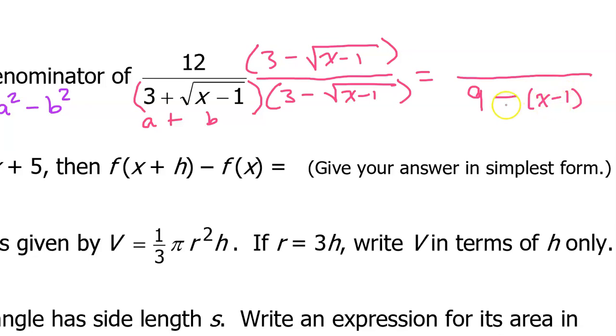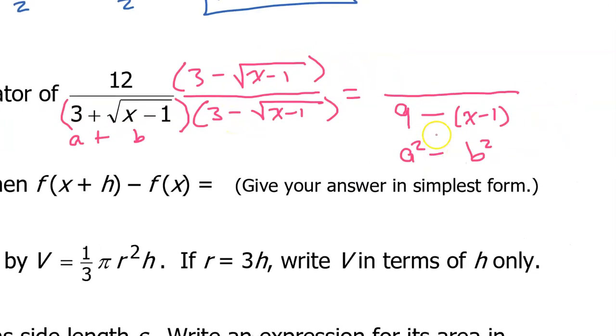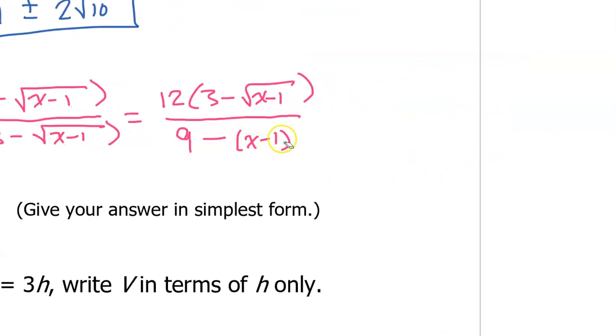You have to put it in parentheses because of the minus sign. It needs to be distributed. But just remember, we're just doing a squared minus b squared here. Square this, you get 9. Square this, the radical goes away. Meanwhile, let's leave the numerator the way it is for now. So we will have 12 times 3 minus radical x minus 1. We have to distribute this minus sign in the denominator. So we will have 9 minus x plus 1. And I'm just going to leave this numerator the same for now.